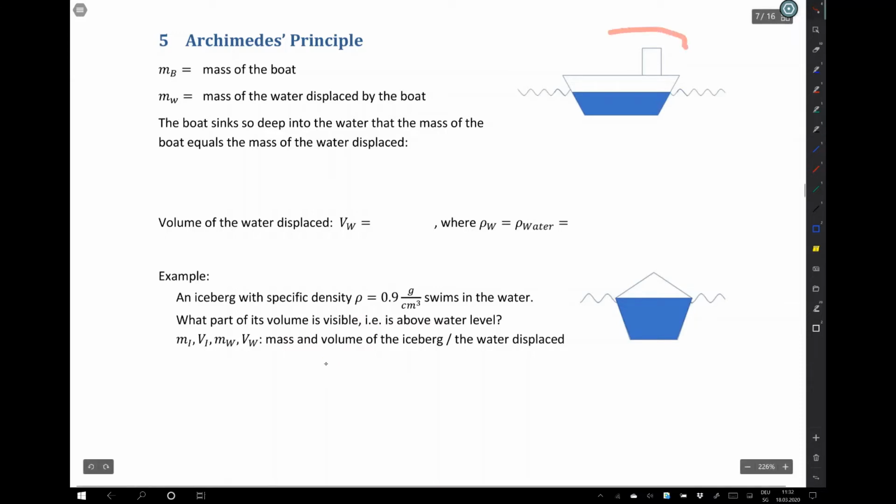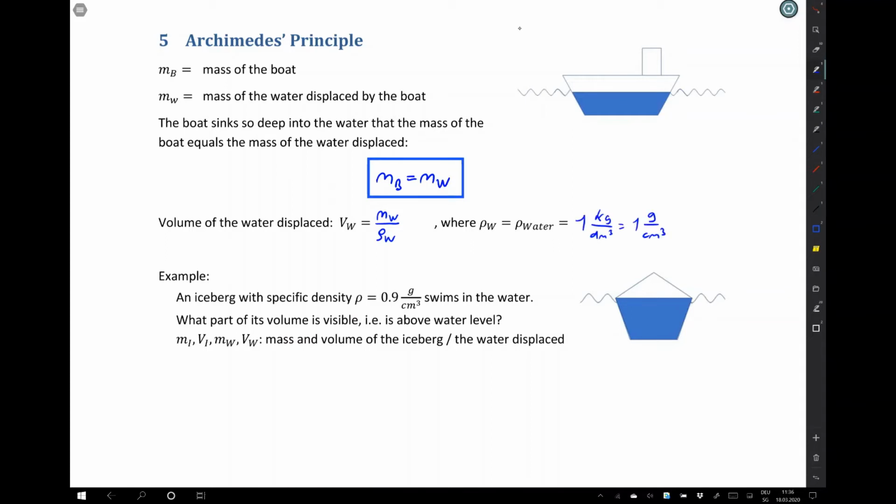Have a look at this sketch here. The Archimedes principle says that the mass of the boat corresponds to the mass of the water displaced by the boat. So m_b equals m_w. Using the formula for the density, we get the volume of the water is the mass of the water divided by the density of the water. And the density of water is just 1 kilogram per cubic decimeter or 1 gram per cubic centimeter.